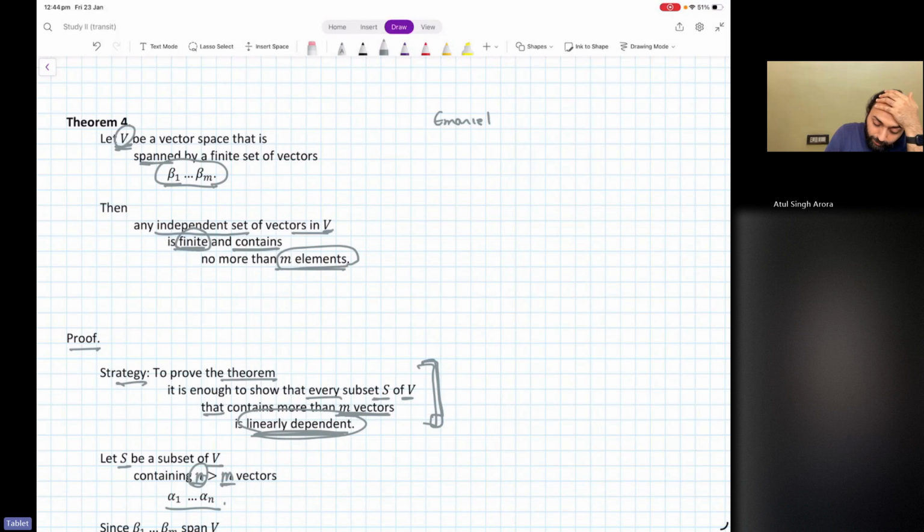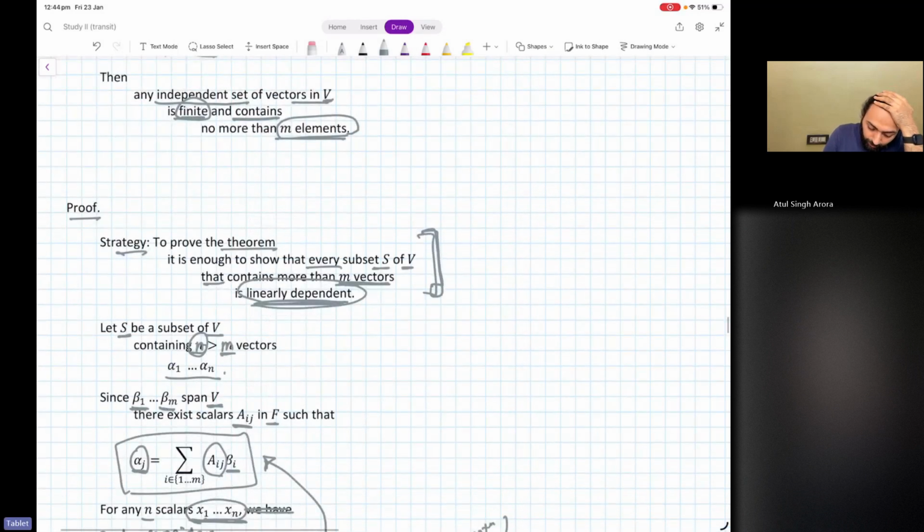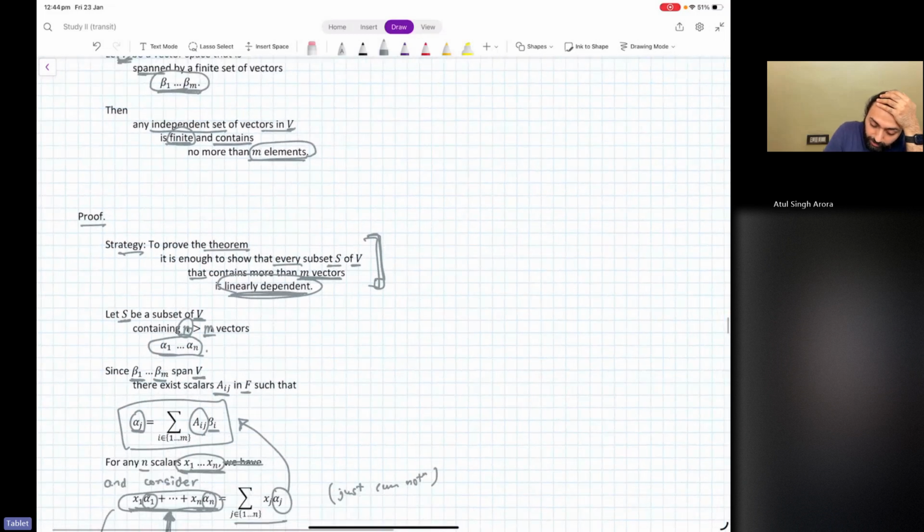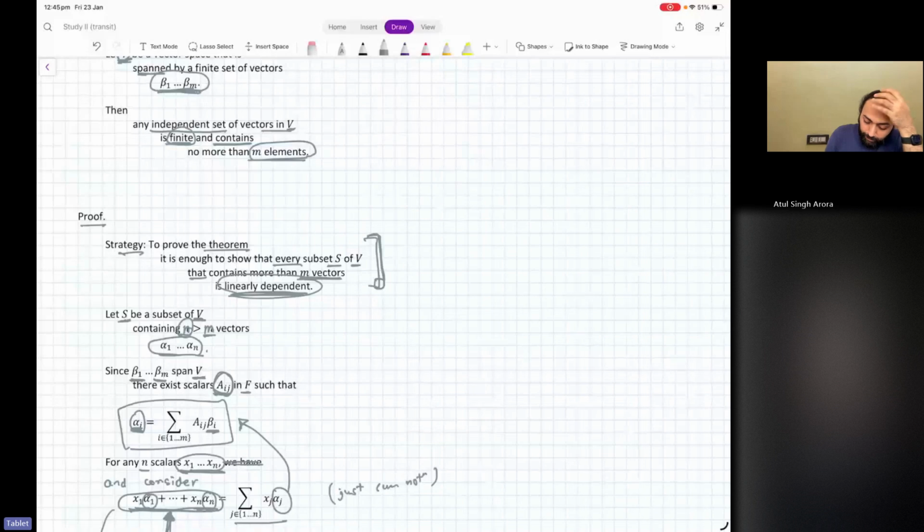We're given that there is some vector space V which is spanned by some betas, beta 1 to beta m. And now we are considering some subset of vectors that are arbitrary vectors, alpha 1 to alpha n. Because we know that the betas span the space, we can write alphas as linear combinations of betas, right? So for each alpha j, I can write a linear combination in terms of the betas, correct? So it is these coefficients that are forming the matrix A.